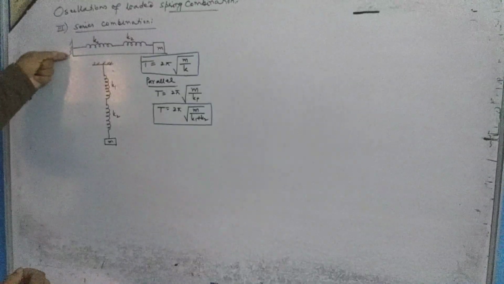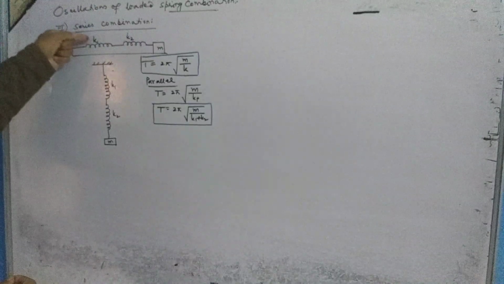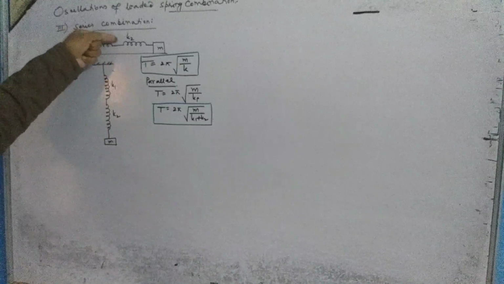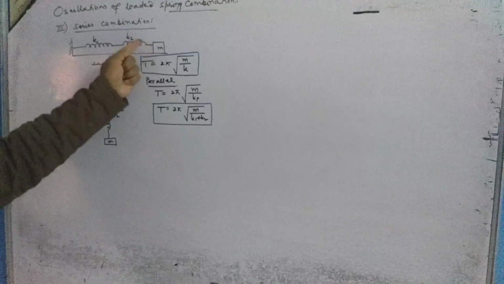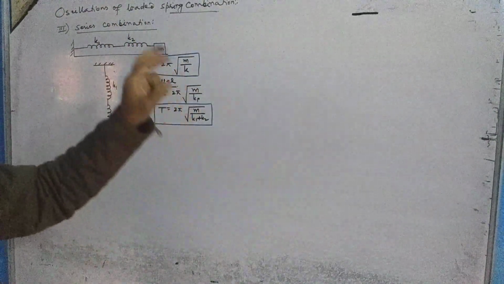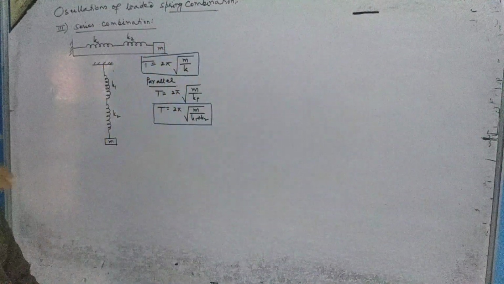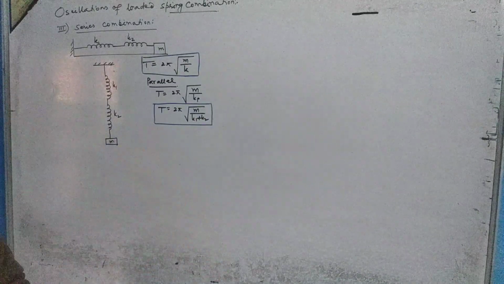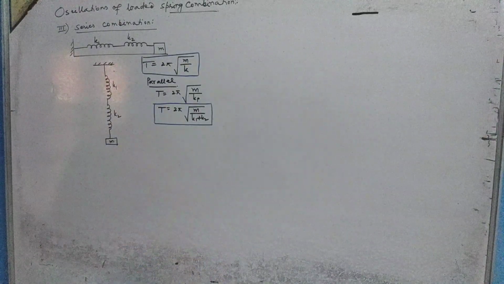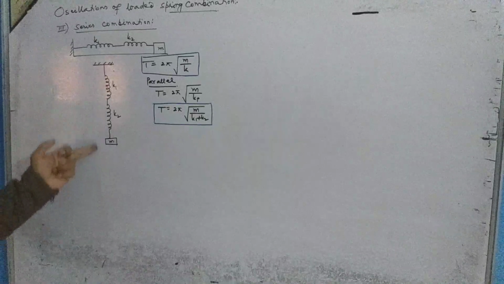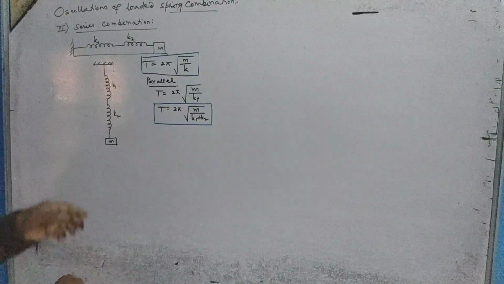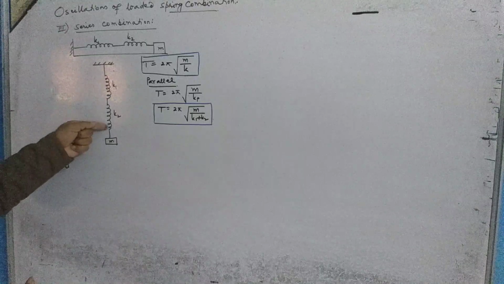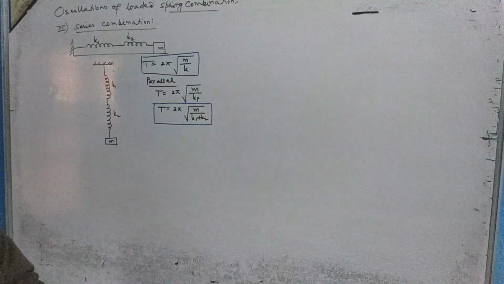Here, there is a rigid support, one spring of spring constant K1, and it is connected to another spring of spring constant K2, and finally the second end of the second spring is holding the mass. It is attached to the mass M. The similar thing is here in case of the vertical position: this is the first spring, then this is the second spring, and this is the mass.